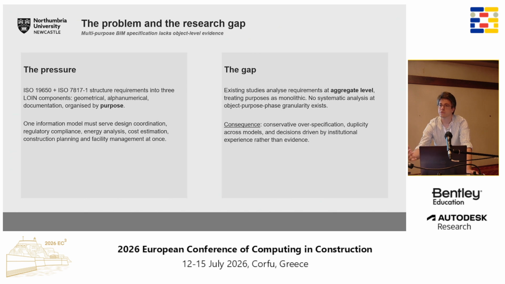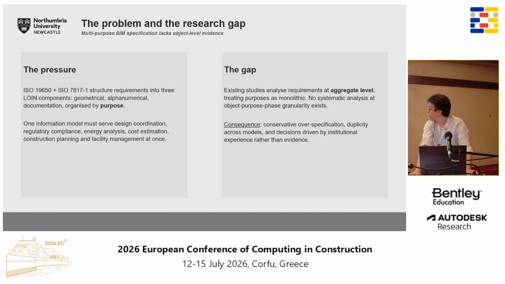It's always a multi-purpose model where objects become a little bit too complex to coordinate because of information duplicities and certain other issues. They have to serve a lot of different purposes like design coordination, compliance, energy analysis, cost estimation, construction planning, and whatever else that you can think of. And here's the gap. Really, at the moment, there's no such thing as an analysis of this kind of impact in terms of how we define purposes across multi-purpose models.